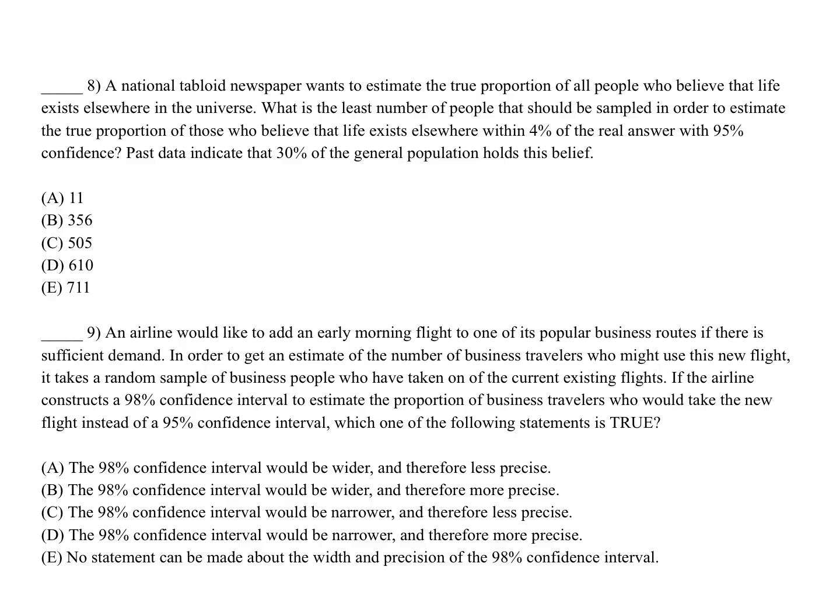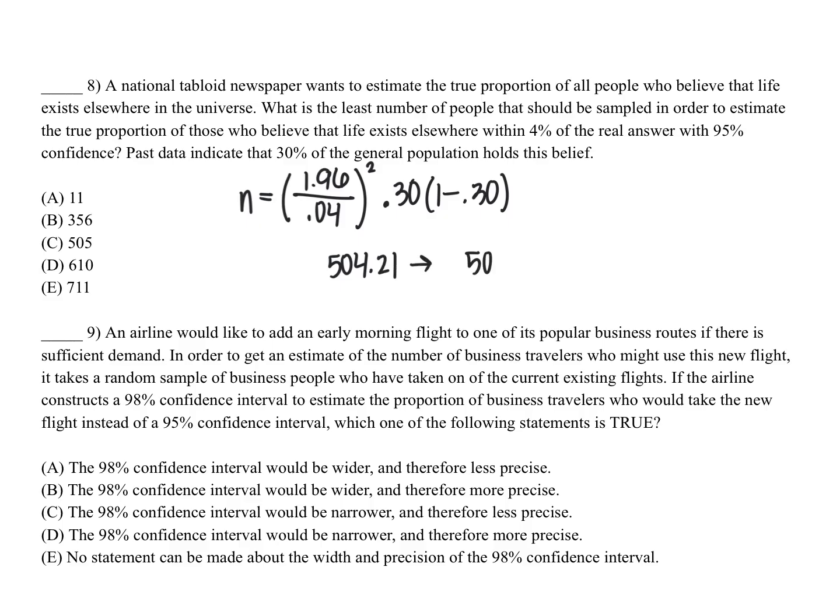So unlike the previous two examples we did where you have to solve for your sample size n, we didn't have a previous p-hat, but now we do. So when I plug it into my formula, our critical value for 95% confidence is 1.96. 4% margin of error becomes 0.04 squared, and then we'll have times 0.30 times 1 minus 0.30. And we're going to get 504.21, which you have to round up to 505.